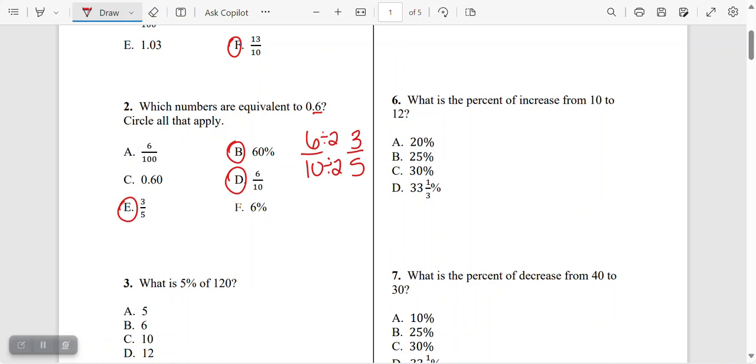And not really a trick here, but just something to pay attention to. Letter C is actually also equivalent. Remember, with decimals, we can put zeros at the back of a decimal, and those are still equivalent decimals. So we get C, E, B, and D.